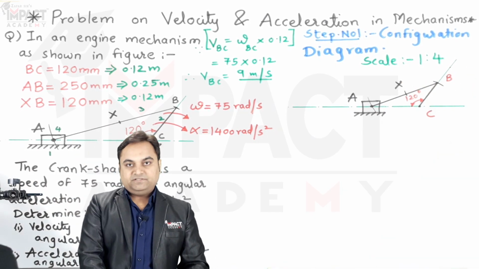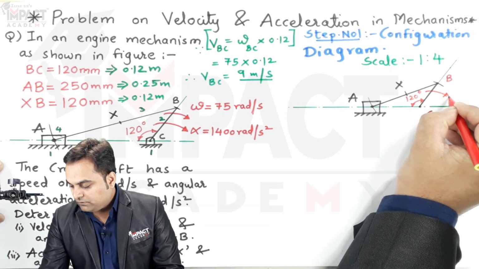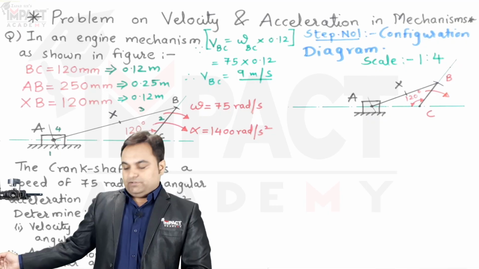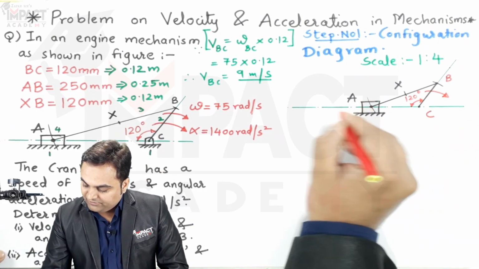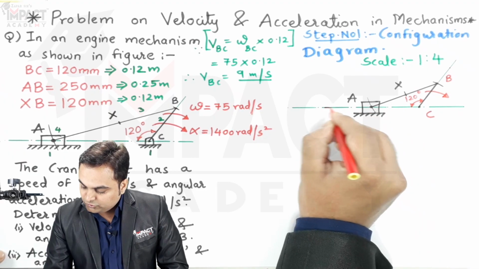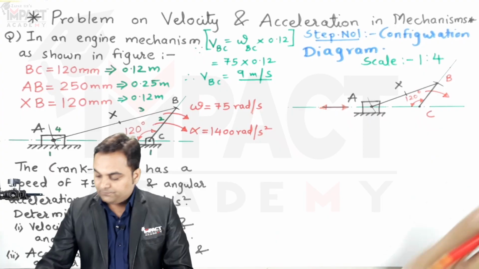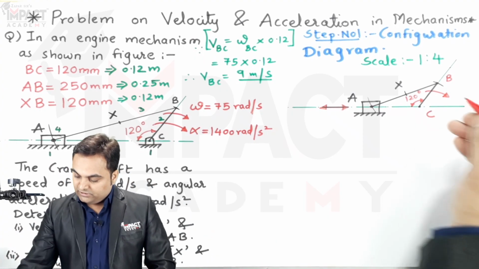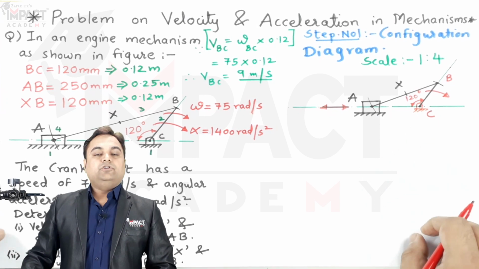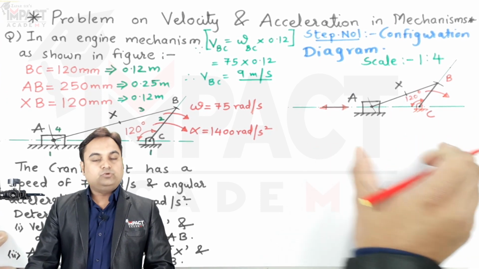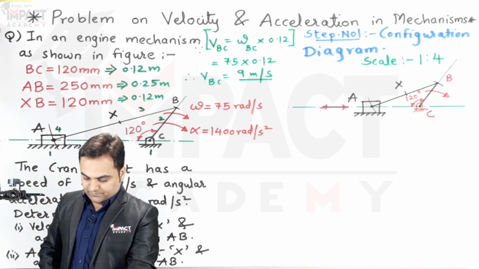So this is the mechanism, and here BC is rotating in a clockwise manner. Then AB is the connecting rod, and here A is this piston. So this piston would be reciprocating along this line of stroke. So here is the configuration diagram, and just now when I have drawn the configuration diagram, the next step would be to draw the velocity diagram. That is the second step.